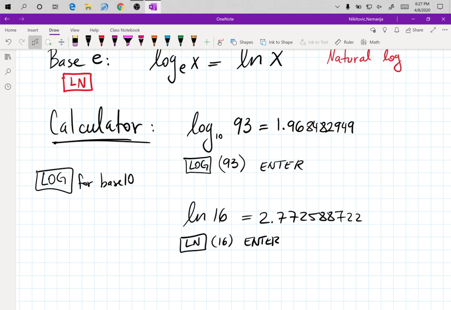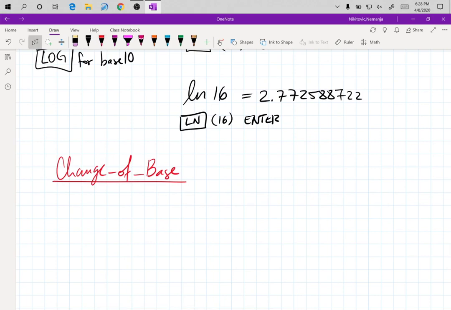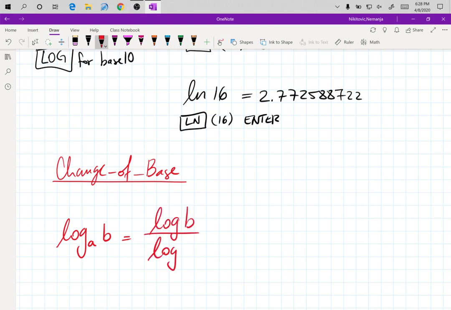Okay, so now, how do we calculate anything? And that will be the change of base formula. So log of any base a of any number b is log(b) divided by log(a), or you can also use ln b over ln a. So that's also something that you can do.